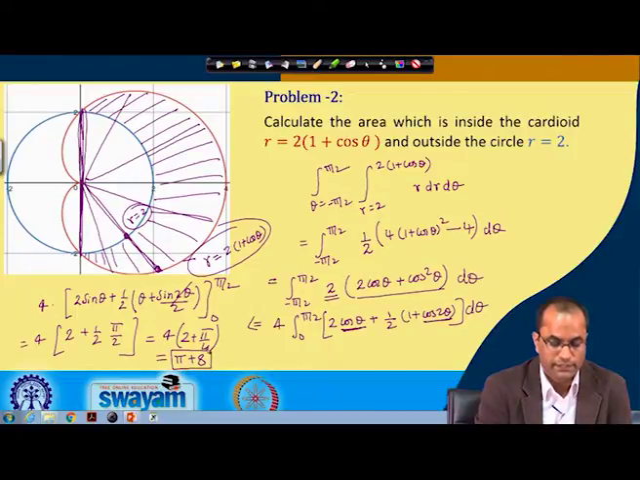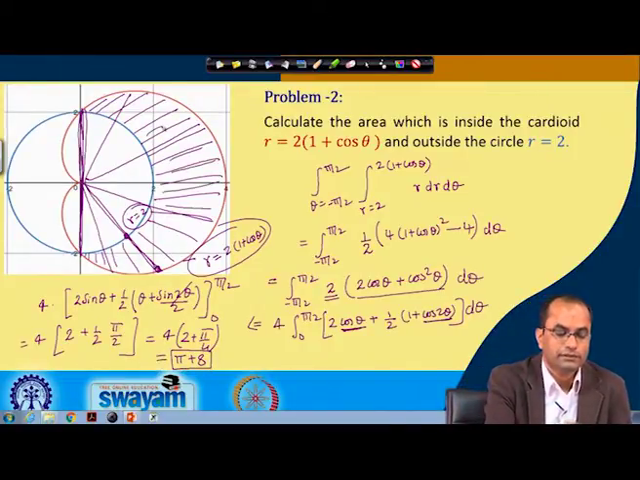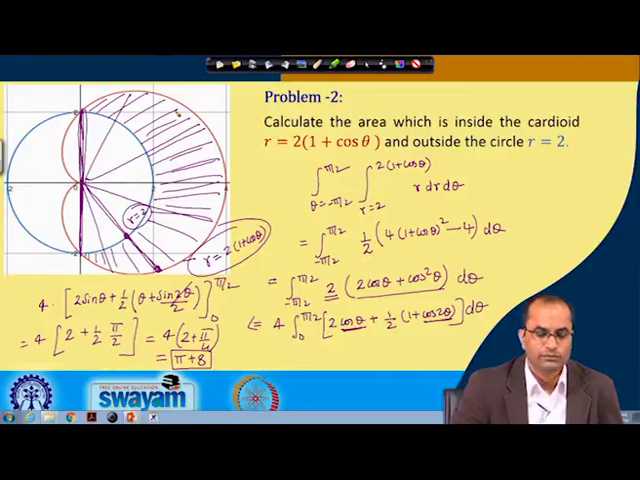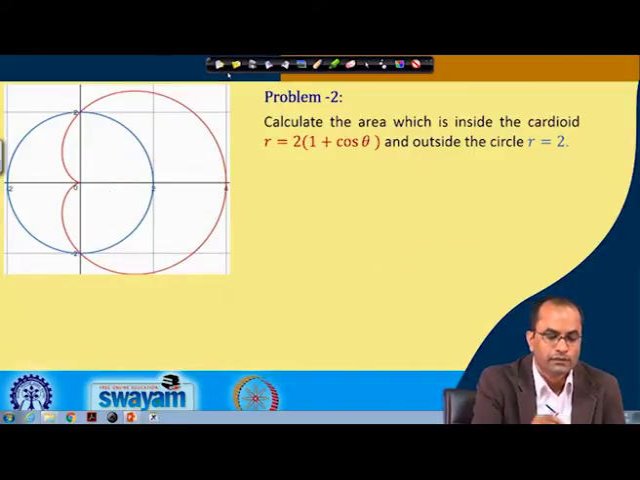So, that is the area of this region which is drawn in the figure, and with the help of the polar coordinate, this was very easy to evaluate.